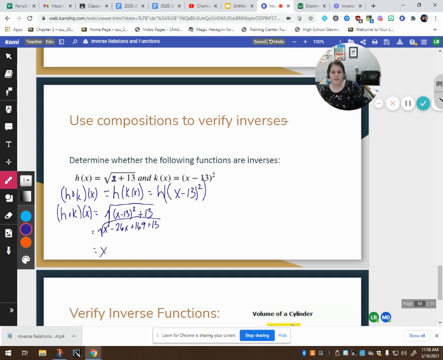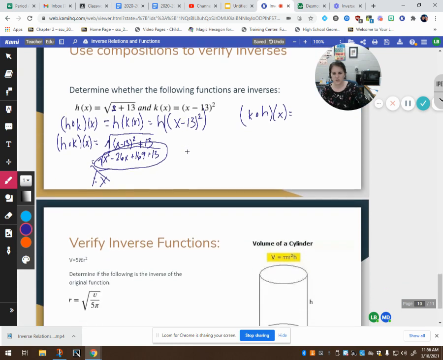So I can stop. I don't even need to do k of h of x because this one's not the identity function. This is not the identity function here. So these two functions are not inverse functions.